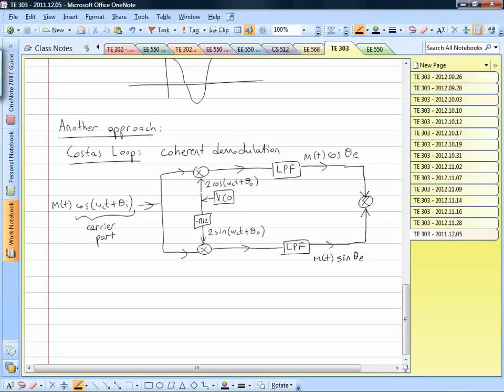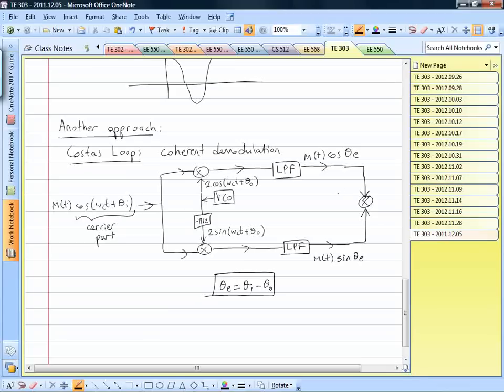So we multiply these two, cosine theta e and sine theta e. And what is theta e here? I should tell you what it is. Here theta e is the error phase, which is the difference between theta input and theta output. Okay, so this is the same theta e as we discussed in PLL.